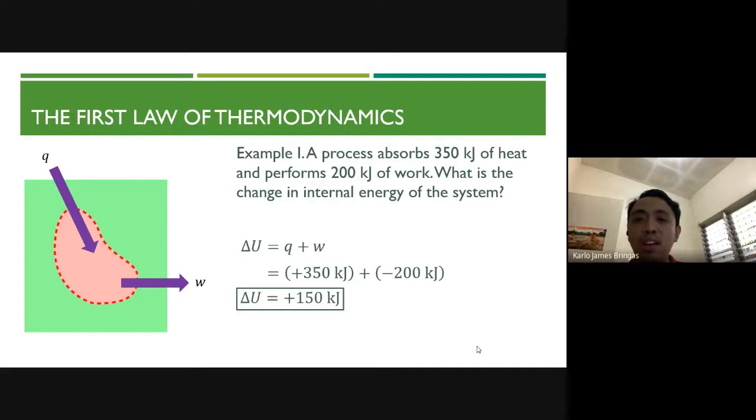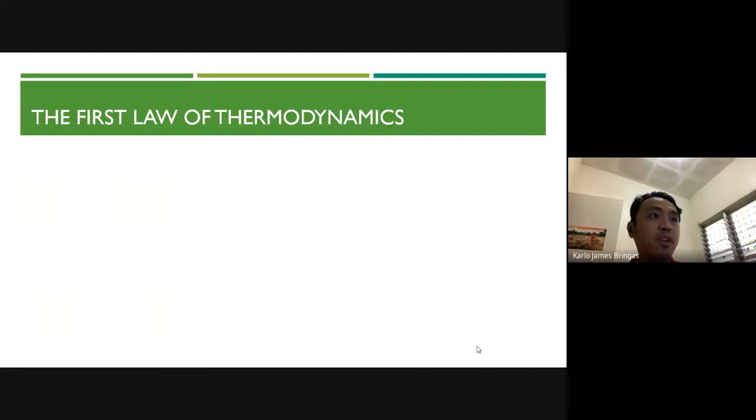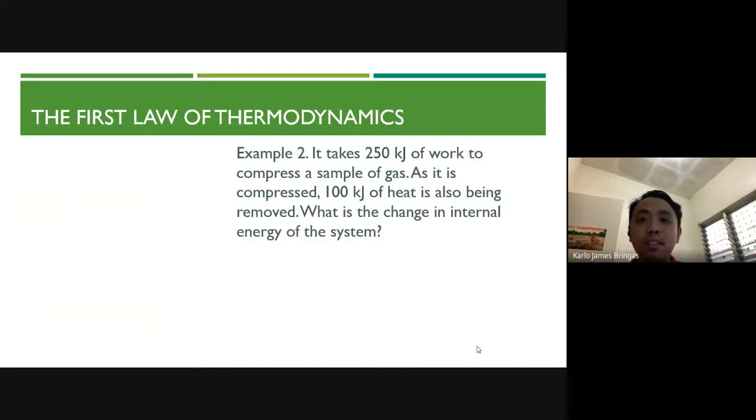Sige, so I think we'll try yet another example na naman. So this one, thank you also Chelsea for the feedback. We have example number 2. For number 2, sabi dito, it takes 250 kilojoules of work to compress a sample of gas. As it is being compressed, 100 kilojoules of heat is also being removed. So the question now is, what is the change in internal energy of the system?